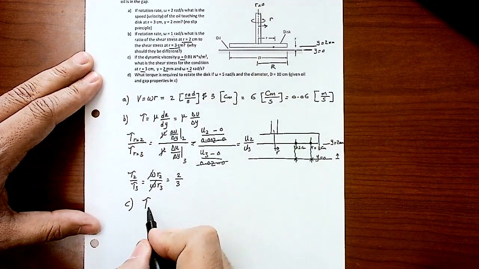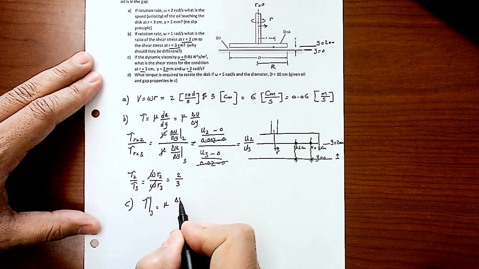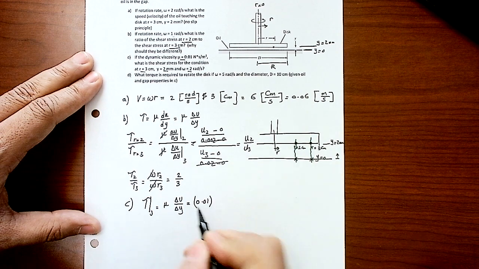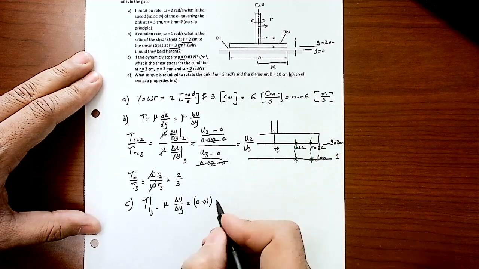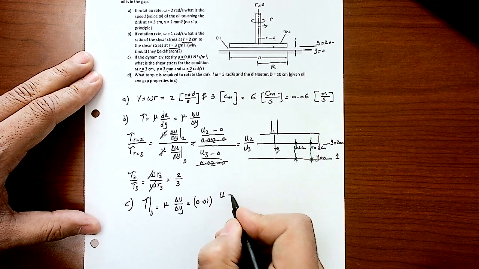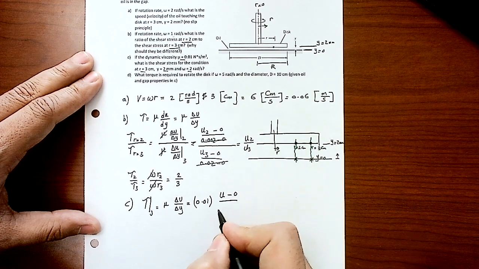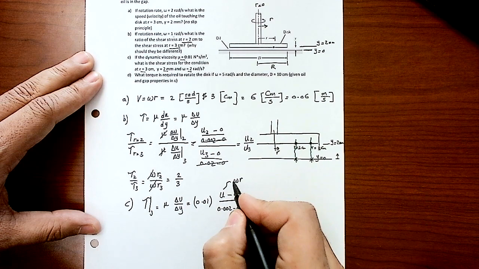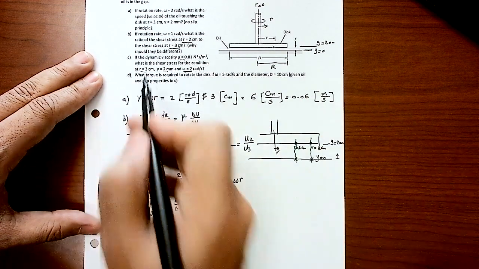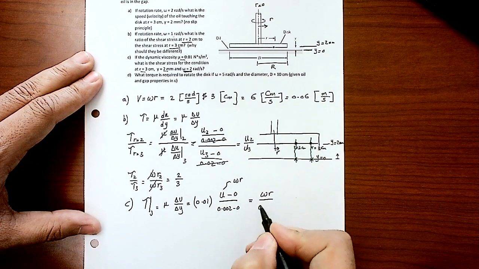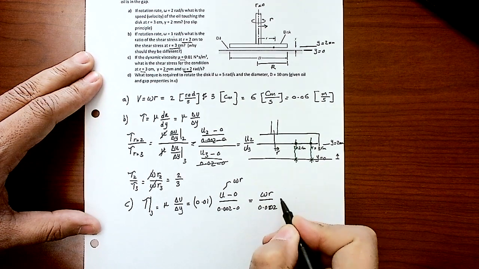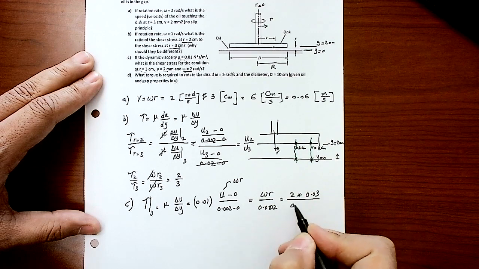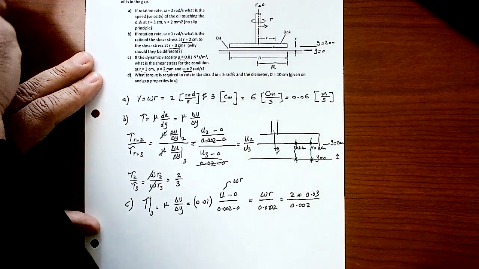So again, tau at 3, right, is equal to mu delta u by delta y at that point number 3, right? So mu is given by 0.01. Delta u, I'm going to pick two different velocities here, right? So it's going to be u minus 0, u at this point minus 0, divided by 0.02 minus 0, right? And the u will be calculated here by omega times r. Omega is given by 2 radian per second, and the r is 3. So this will be omega r over 0.02. Omega is given by 2 radian per second. The radius is 0.03 divided by 0.002.